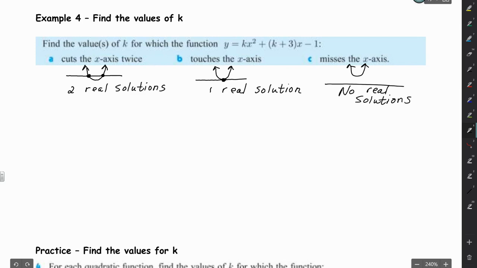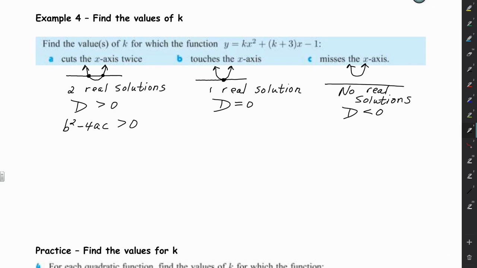Now, this is where we bring back our knowledge of the discriminant. And in my experience, the IB exam always has a question that has to do with the discriminant. So if we know we have two real solutions, the discriminant is greater than 0. If we have one real solution, the discriminant is equal to 0. And if we have no real solutions, the discriminant is less than 0. The discriminant is b squared minus 4ac, and in this case, that is going to be greater than 0.